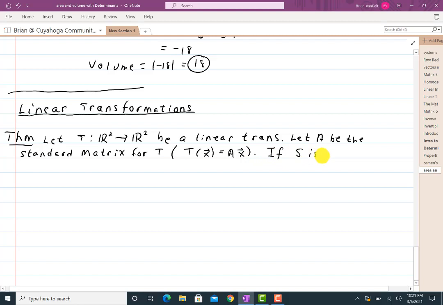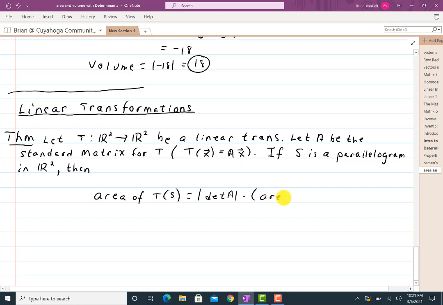If S is a parallelogram in R2, then the area of the image of that figure equals the absolute value of the determinant of A times the area of S.